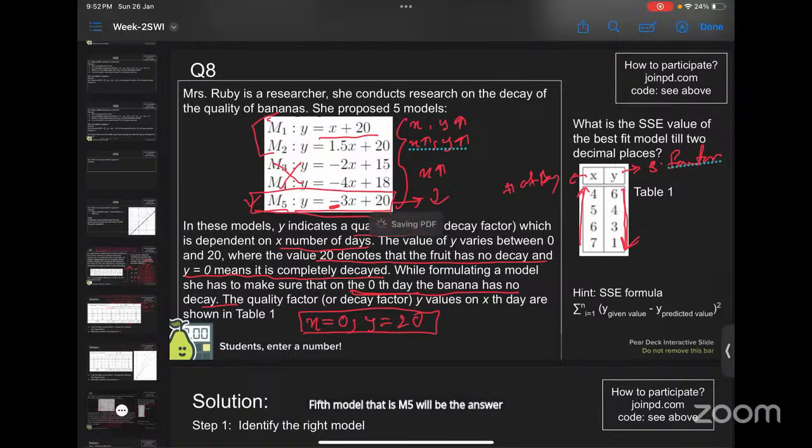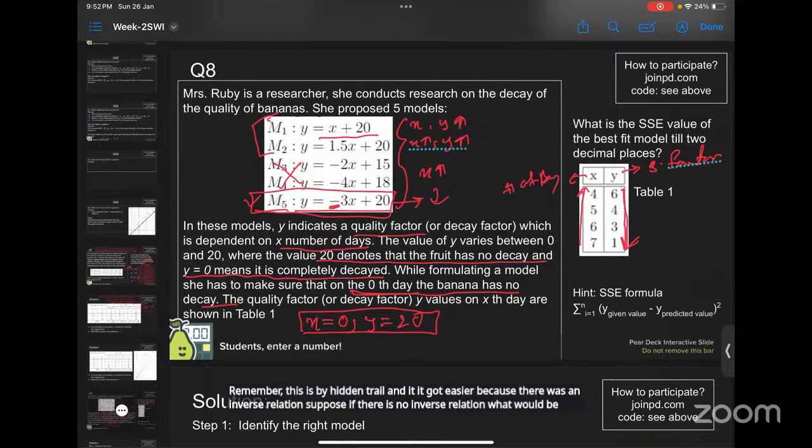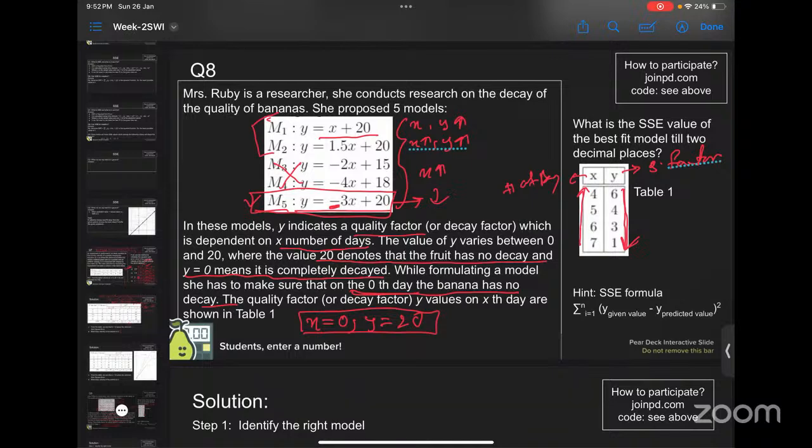Okay, is it clear? Ma'am, but this is by hit and trial and it got easier because there was an inverse relation. Suppose there is no inverse relation, what would be the procedure? Would some kind of calculus be involved, like differentiation? In that case, you have to check it for all the three different models. Then you have to calculate the SSE and check which model gives you the least SSE.